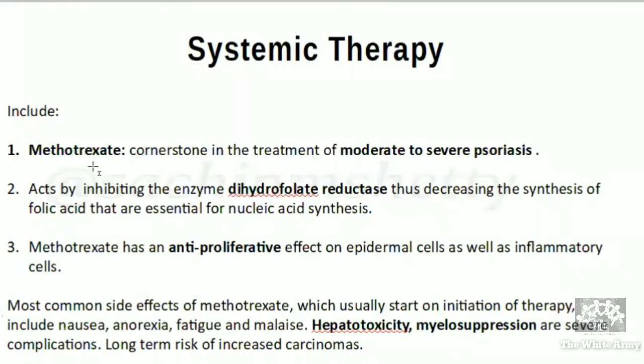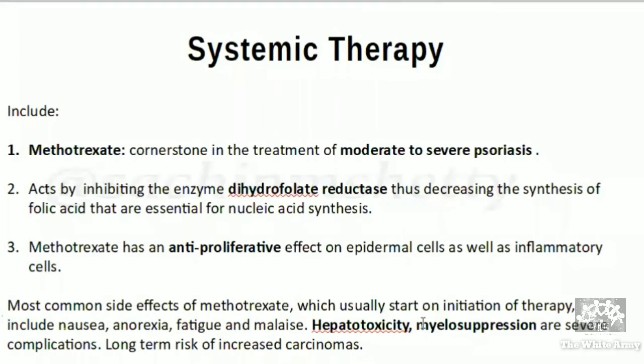In systemic treatment, there are a few drugs. One of the important drugs is methotrexate. Methotrexate is a cornerstone in treatment of moderate to severe psoriasis. It acts by inhibiting the enzyme dihydrofolate reductase, as you already know, decreasing folic acid synthesis and decreasing DNA synthesis. Because of the decreased DNA synthesis, there is decreased production of new cells, either the new cells in the skin or the new cells in the bone marrow. So it has an anti-proliferative effect on the epidermis as well as the inflammatory cells.